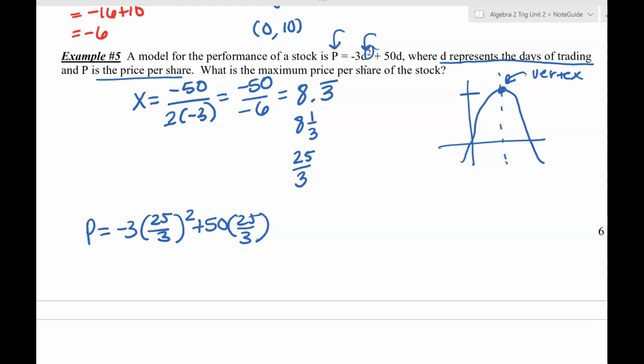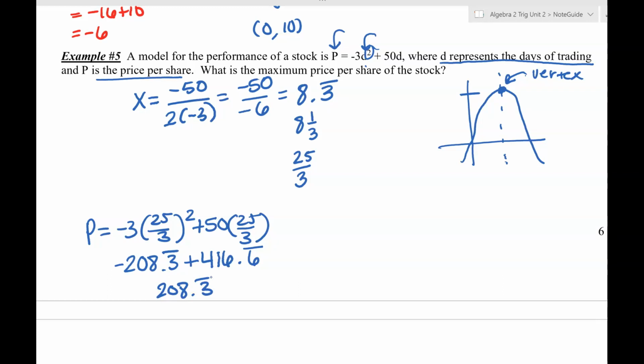So I'm going to use my calculator to do this calculation. So 25/3 and then squaring that and timesing it by negative 3 gives us like negative 208 1/3. Then we have 50 multiplied by 25 and divided by 3, and that gives us like 416 2/3. And combined together, those give us 208 1/3, it seems.